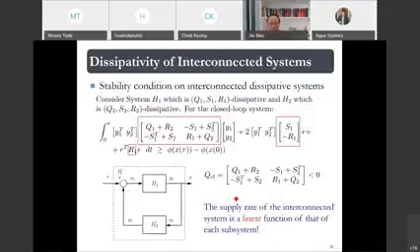Something I forgot to say here is that the storage function of the overall interconnected system, if the storage function of H1 is V1 and the storage function of H2 is V2, then the storage function of the closed loop system, the overall system, can be just V1 plus V2, or can be a linear combination of V1 and V2 with arbitrary coefficients like alpha V1 plus beta V2, as long as alpha and beta are positive.